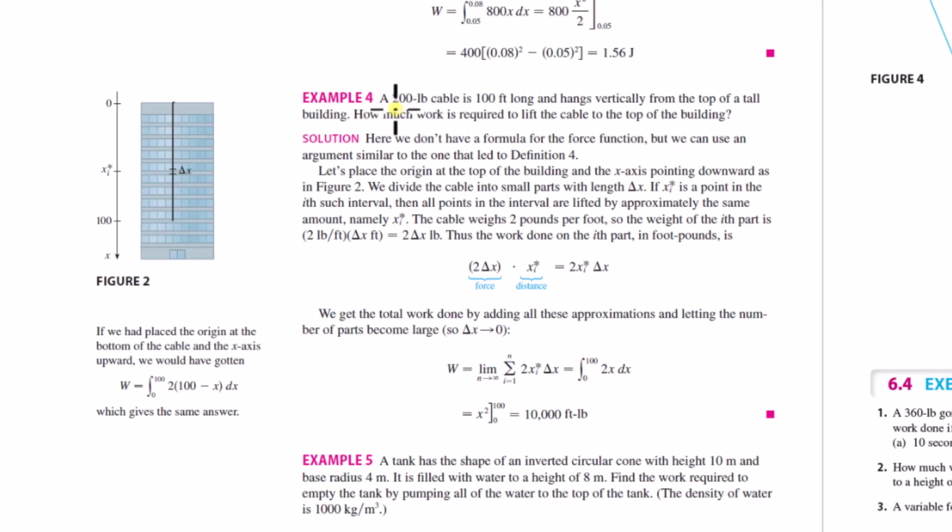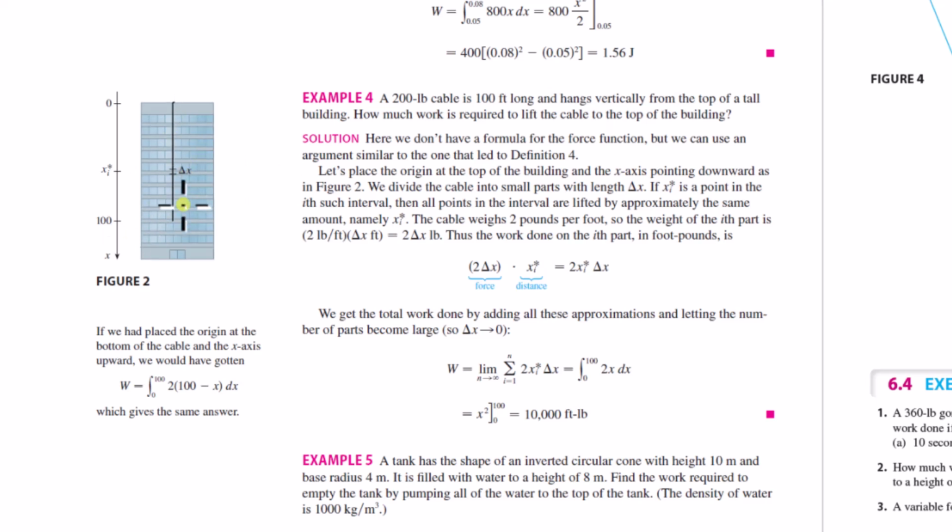All right, so again, it says a 200-pound cable is 100 feet long and hangs vertically from the top of a tall building. How much work is required to lift the cable to the top of the building? So you have this 200-pound cable. It's 100 feet long, so the whole cable, all 100 feet of it, weighs 200 pounds. But you're pulling it in, right? So you can't just say 200 pounds times 100 feet. Why not? Because as you pull the cable in, there's less weight you're pulling up. When you've pulled in 50 feet of cable, then there's only 100 pounds of cable hanging.